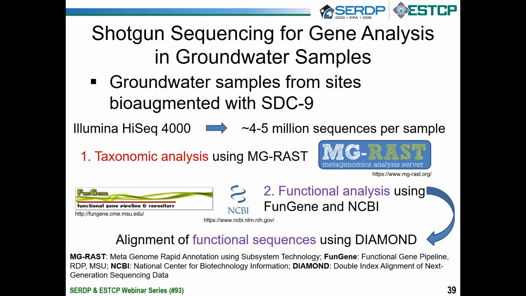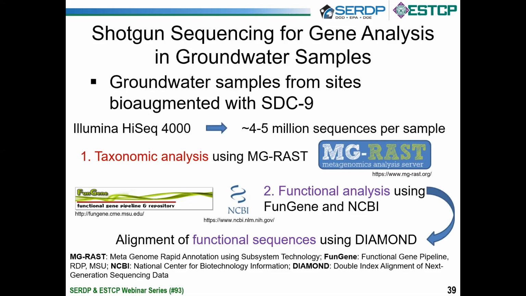The approach involved the sequencing platform Illumina HiSeq 4000, which generated between 4 and 5 million sequences per sample post-quality control. The sequencing data was then analyzed using 2 methods. We performed a taxonomic analysis using MG-RAST, an online analysis server. This provided data on which microorganisms were present in each sample. However, classification is only recommended to the genus level.